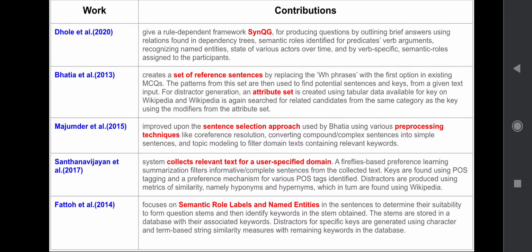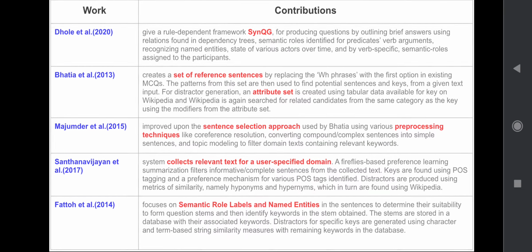Distractors are produced using metrics of similarity, namely hypernyms and hyponyms, which in turn are found using Wikipedia. Fato in 2014 focuses on semantic role labels and named entities in the sentences to determine their suitability to form question stems and then identify keywords in the stem obtained. Stems are stored in a database with their associated keywords. Distractors for specific keys are generated using character and term-based string similarity measures with remaining keywords in the database.